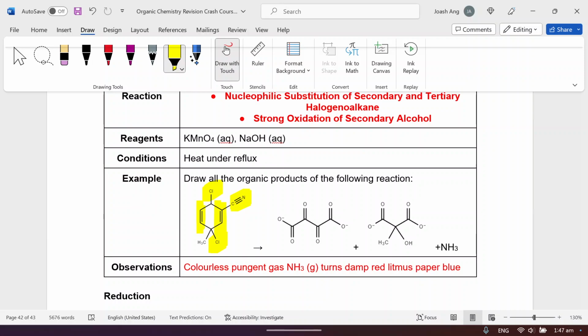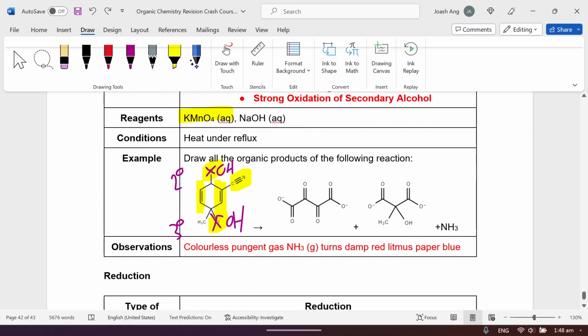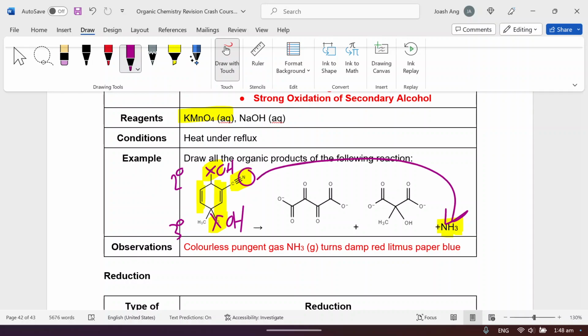Okay. And because I'm using a strong oxidizing agent, after converting this to an OH, I'll need to oxidize it. This one is a secondary alcohol, so I'll need to oxidize it. Tertiary alcohols don't get oxidized because we do not have a hydrogen that can be removed. Okay. And as a result, these are the organic products that are formed. Alright. Note that NH3 is also produced, and this comes from the N atom of the nitrile group. Okay, so the pungent gas turns damp litmus paper blue.